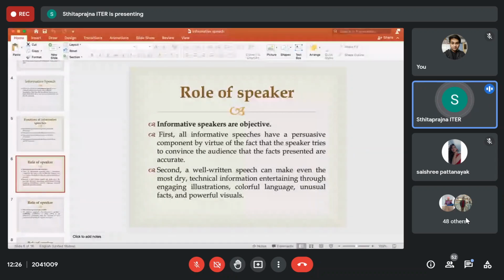Now you simply have to convince your audience that the facts you're presenting are accurate. And that comes out of credibility, the kind of relationship that you share with your audience. They must be convinced that you are the right person to talk on a certain topic. Okay? And the rest can be taken care of.